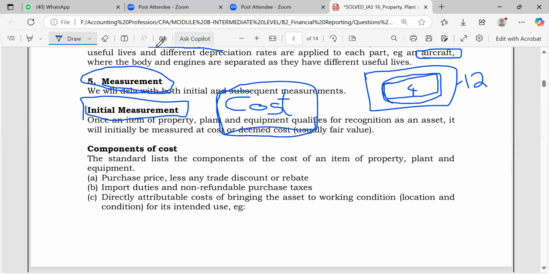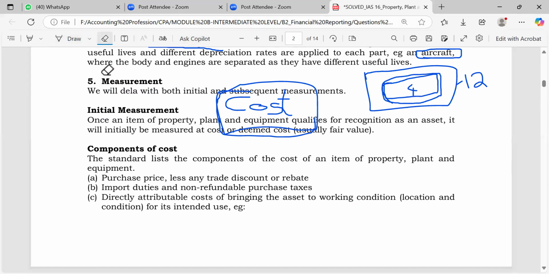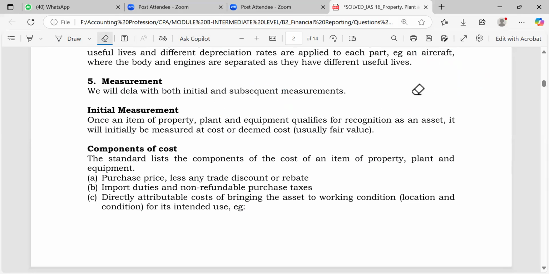Sometimes you may have to construct the asset yourself, right? So we are trying to complicate matters here and presume that you did not buy an asset outright and it was ready for use right away. No, you had to make that asset by yourself. That's why on this initial measurement, we'll look at all possible possibilities you could ever encounter, right?